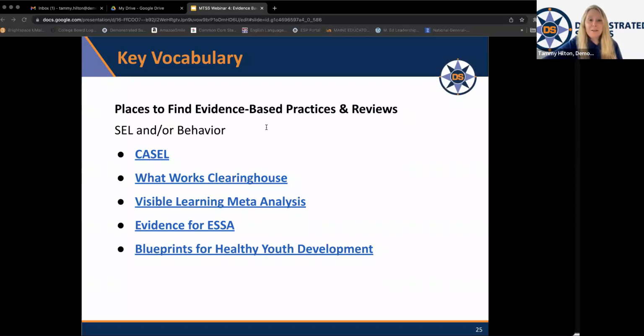You also have Evidence for ESSA. So these meet evidence standards. The website was really created to help identify programs. It is free for anyone to use or to look at. And then Blueprints for Healthy Youth Development. Their mission is really to provide a comprehensive registry for scientifically proven interventions that will prevent or at least reduce antisocial behaviors and really promote a healthy course of youth development as kids grow and mature into adulthood. So those are just some for that.